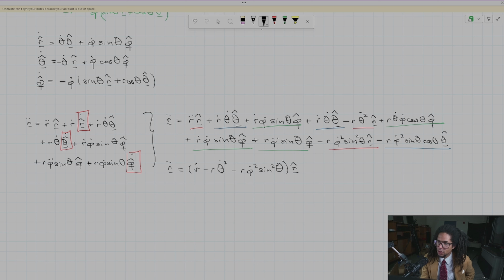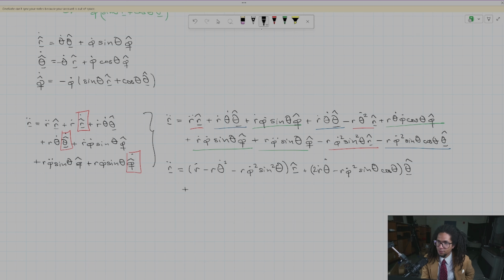Okay, good. Next, in the theta hat direction, we get r theta double dot, then plus r dot theta dot again. So this just becomes a 2. And then minus r phi dot squared sine theta cos theta. That's all in the theta hat direction.